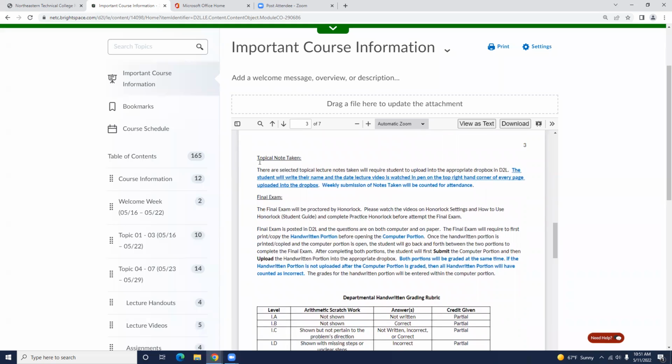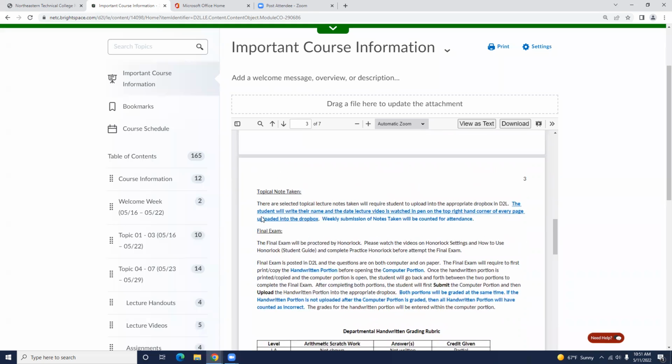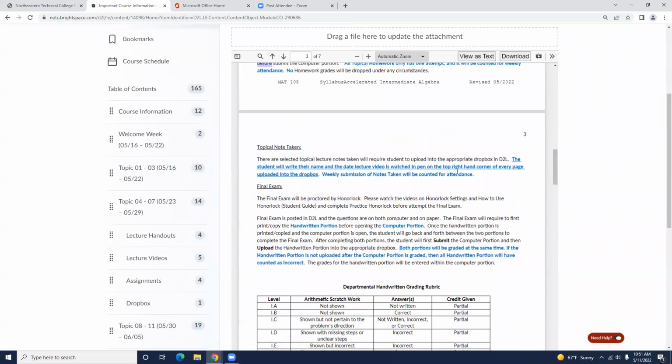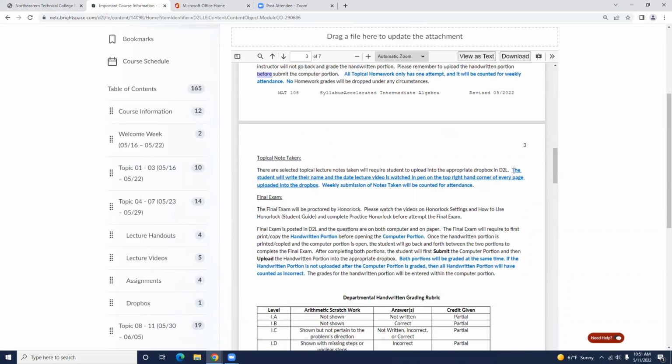All right, then for the notes taken assignments, there are selected notes that you will take every week, like I showed you earlier. When you finish taking the notes, please write your name and the date you watched the lecture video in pen on the top right-hand corner of every page you are going to upload into the Dropbox. That way I know that you are the one that took the notes. The notes belong to you. Weekly submission of the notes will be counted for attendance.